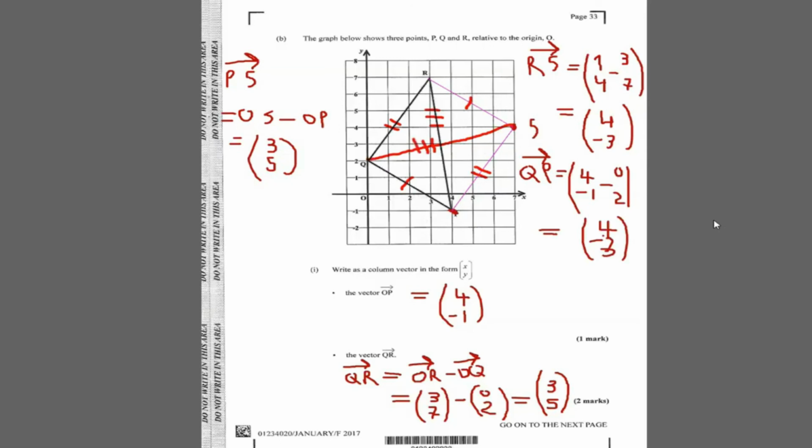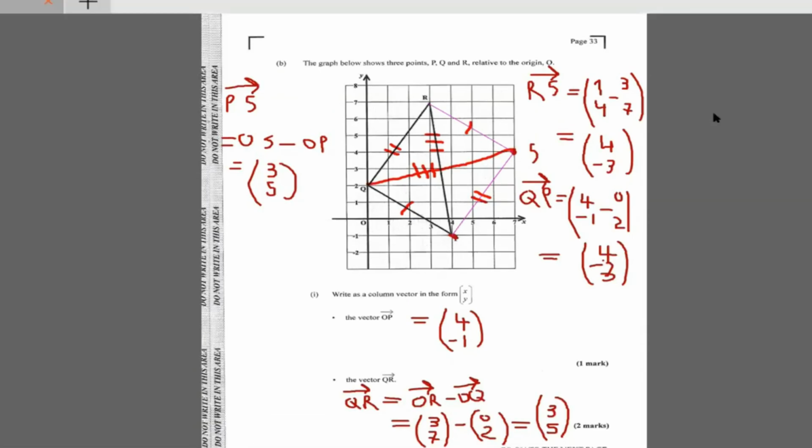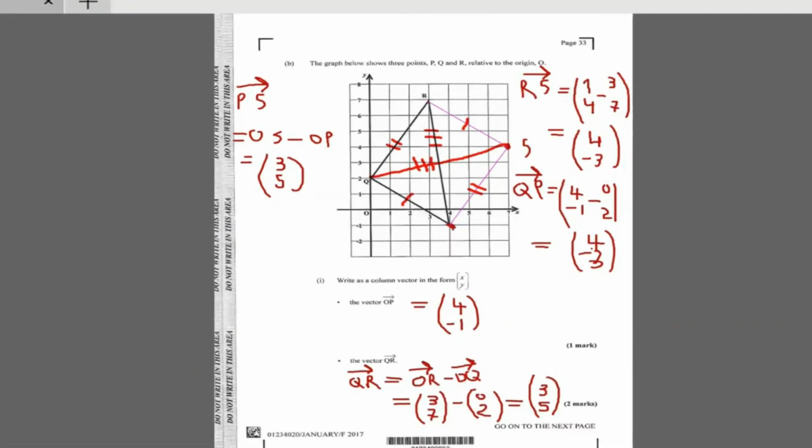And that concludes this paper. Nice and easy. Was most certainly the shortest paper we've done. And this is the January 2017 paper.